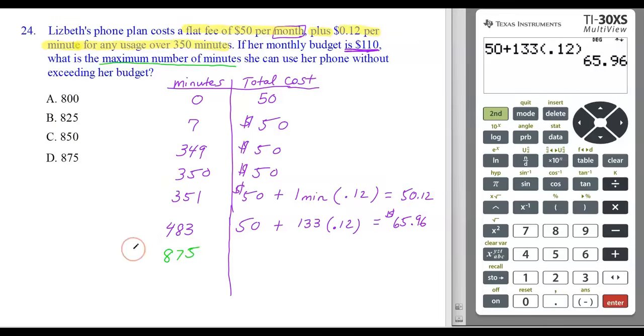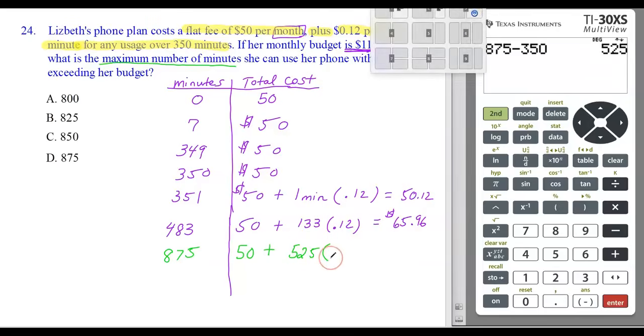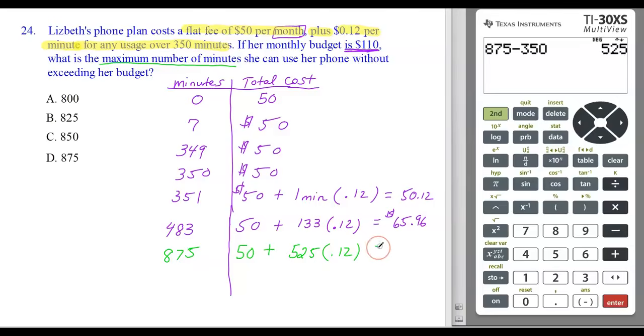How much would she be charged? Well, based on what I just showed you, you take this amount, 875, you're trying to figure out how much this is over 350. So go 875, subtract 350, hit enter. So she'll be charged for 525 minutes, so it would be the $50 flat fee per month plus 525 times the 12 cents. Punch that in and see where that gets us.